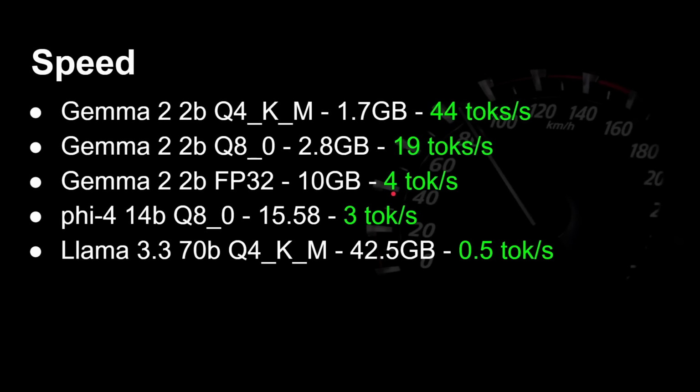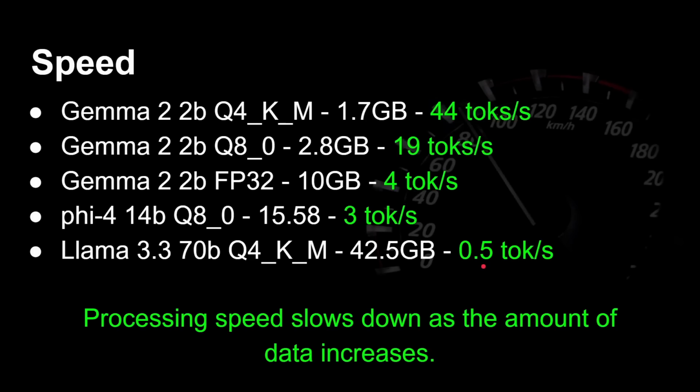And then if you go to an even bigger model, let's say Phi 4 is 14 billion parameters. When you're running that at 8 bits, it takes up 16 gigs of memory. You're getting down to 3 tokens a second. And when I load up the really big one, Llama 3.3, 70 billion, 4 bits, 42 gigs of memory, I'm getting half a token a second. So I had to wait a really long time for the answers. So processing speed slows down as the amount of data increases, and that's true of LLMs as it is true of so much of computer science.